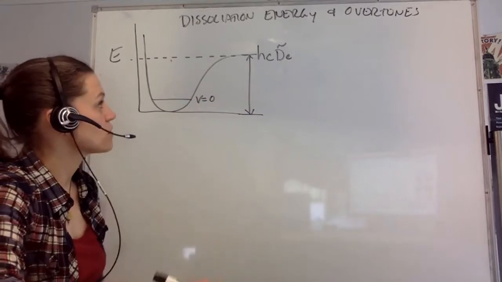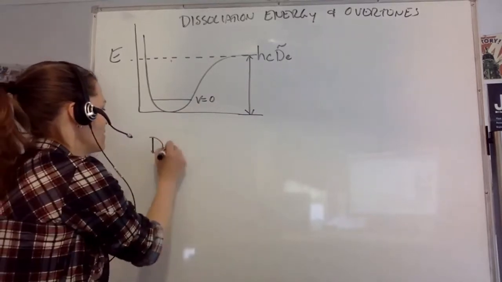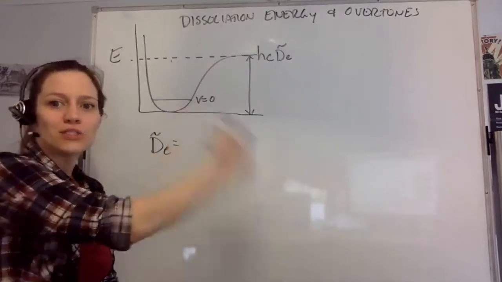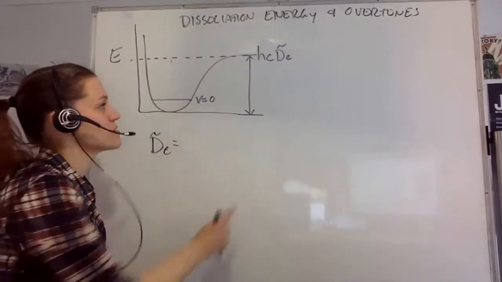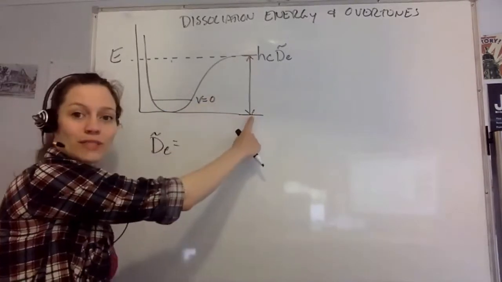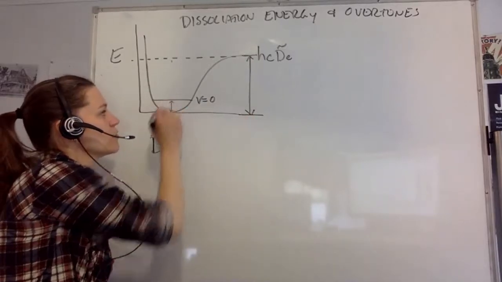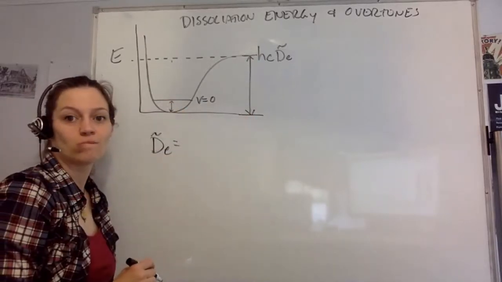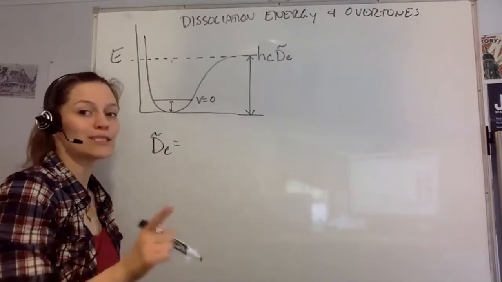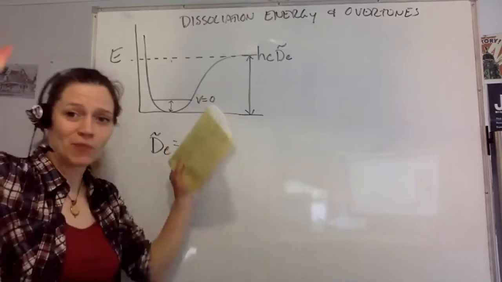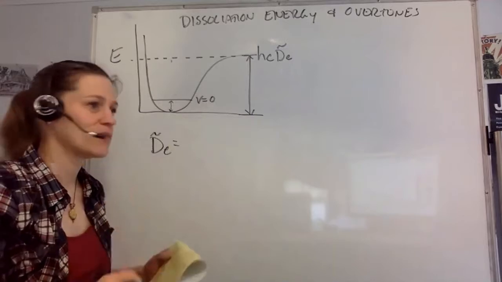Okay, so let's start with the first one, this DE. This is the wave number associated with the dissociation energy, but notice it goes down to the bottom. Do you remember what that is called? Right, zero point energy. Hopefully you said it out loud. If you didn't, pause me, go back and say, zero point energy, and go team.